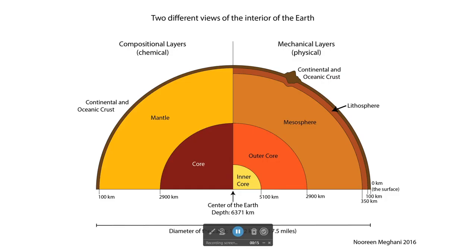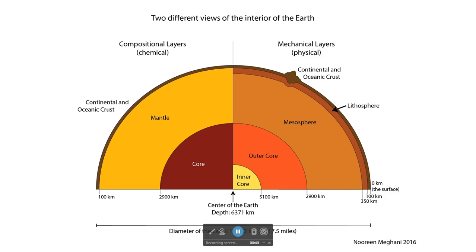Before we get into what plate tectonics actually is, let's take a look at what the inside of the Earth looks like. There are two main schemes of viewing the interior of the Earth. There's the compositional side of things, which really refers to the different chemicals and elements that make up the different layers of the Earth. So this is a rather simplistic form of what the interior of the Earth looks like.